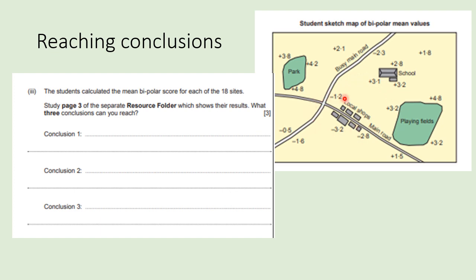Local shops seem to lower the score. In fact, the worst scores are found near the lowest, and the scores near the school are high. Three conclusions. All I've done is literally said what's there. It probably won't be this. It'll probably be a table. It could well be that, but it's probably a table of data. And particularly doing inequality, think similarities and differences when you come to do your conclusions.